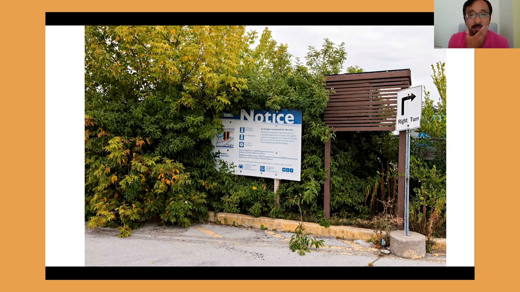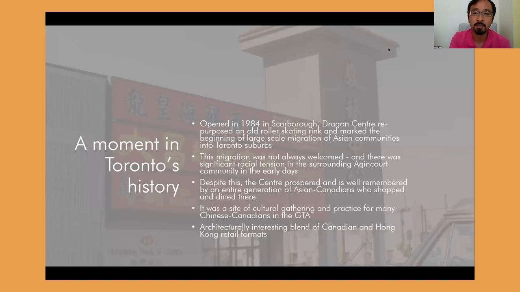And so just to tell you a bit about the story. Opened in 1984, of course, it repurposed an old roller skating rink, as I mentioned, and it signaled a lot of large scale migration of Asian communities into the Toronto suburbs. And this migration, of course, was not always welcomed. There was significant racial tension in the surrounding community in the early days of this mall. Despite this, though, the center did prosper and is well remembered by an entire generation of Asian Canadians, many of whom were recent immigrants from Hong Kong in the 80s and the 90s, coming over for fear of the handover in 97. A lot of these were wealthier Asian Canadians who came and would shop at the mall and dine at the mall. It was a site of larger cultural gathering and practice for many. And as I mentioned, it's architecturally quite interesting.